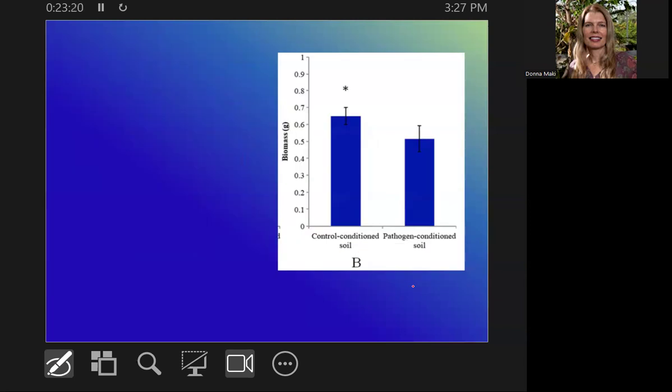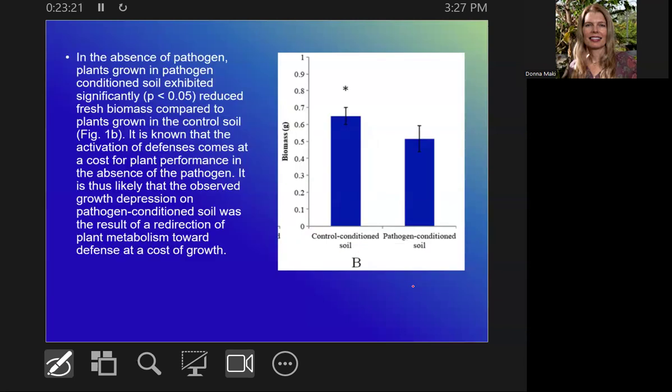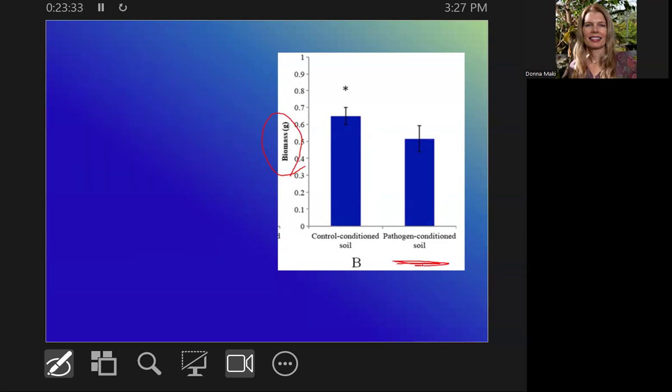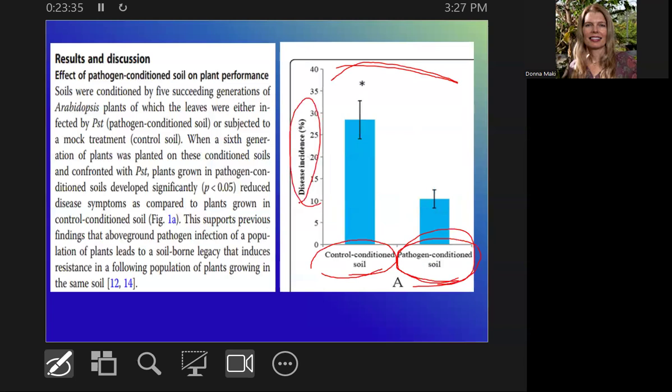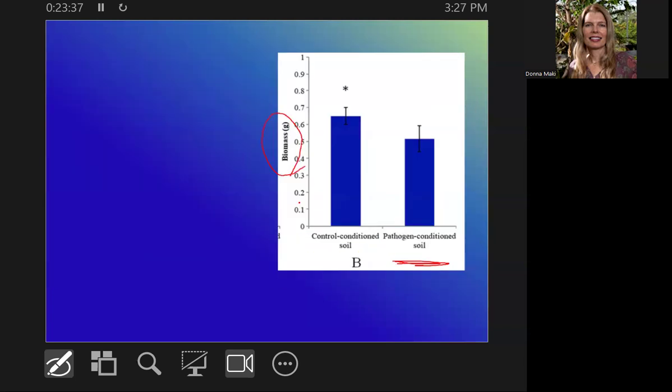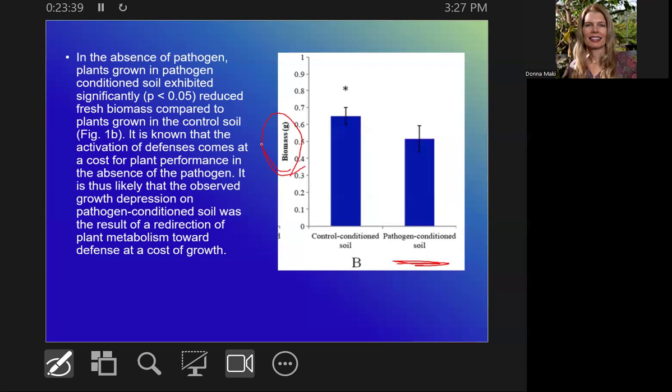Oh, I was talking about the wrong one. Biomass. This is the one I was just talking about. It'd help if I wear my glasses. So here's the biomass, sorry. I was thinking biomass when this one was showing disease incidence. So let me go to this one. I apologize. This is the one I was just talking about.